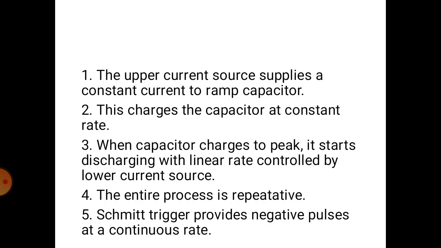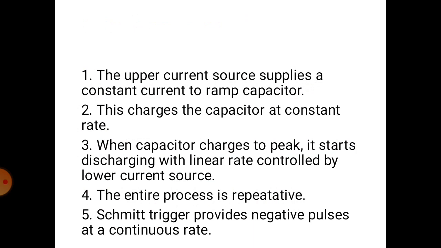The block diagram is shown in the figure. So what does it mainly consist of? Two current sources, then frequency control, then switching circuit, then ramp capacitor, Schmitt trigger, output amplifier, etc.